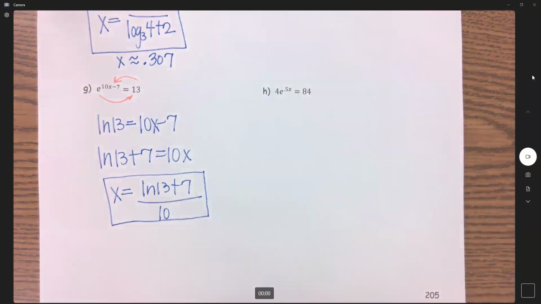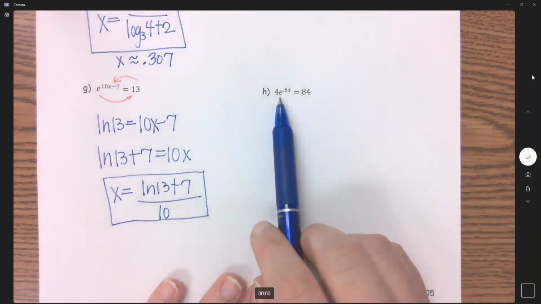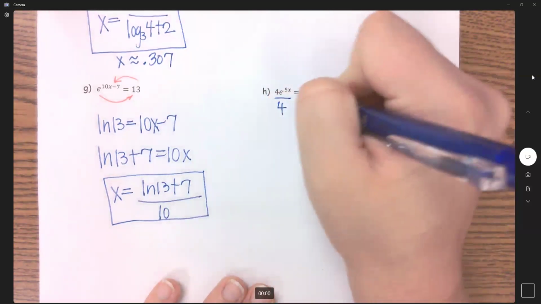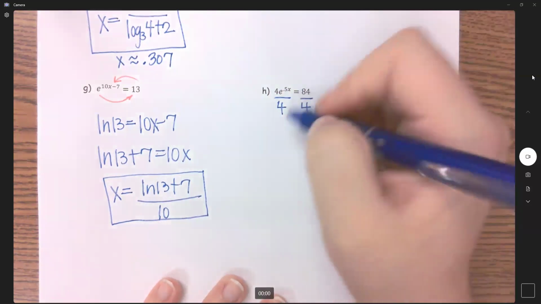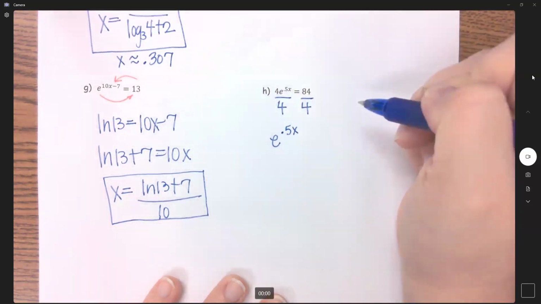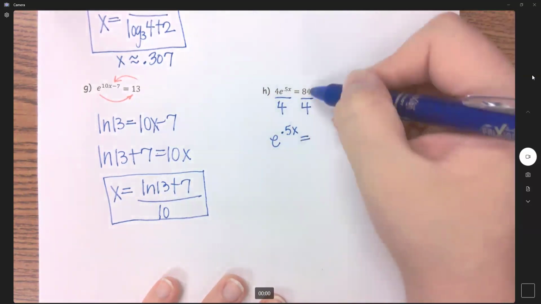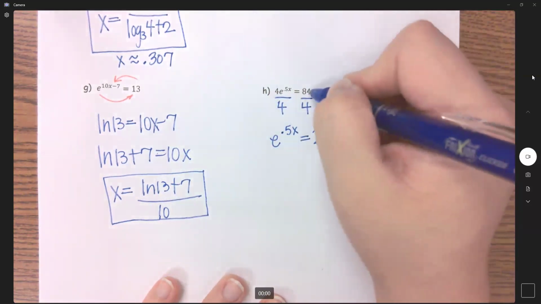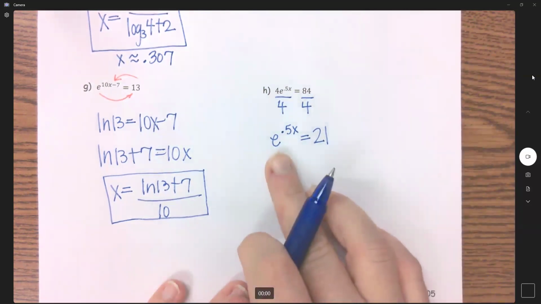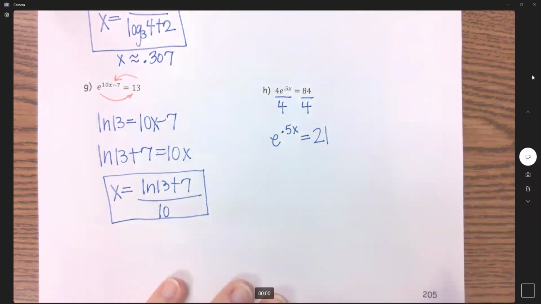H, we finally have to do all of our steps here. First step is to isolate the exponential. I don't have this isolated yet because this is 4 times my exponential. So the first thing I'm going to do here is divide that 4 over. So we're left with e to the 0.5x equals 8 divided by 4 is 2, 4 divided by 2 is 1. Now I have isolated this exponential, now we can rewrite it.